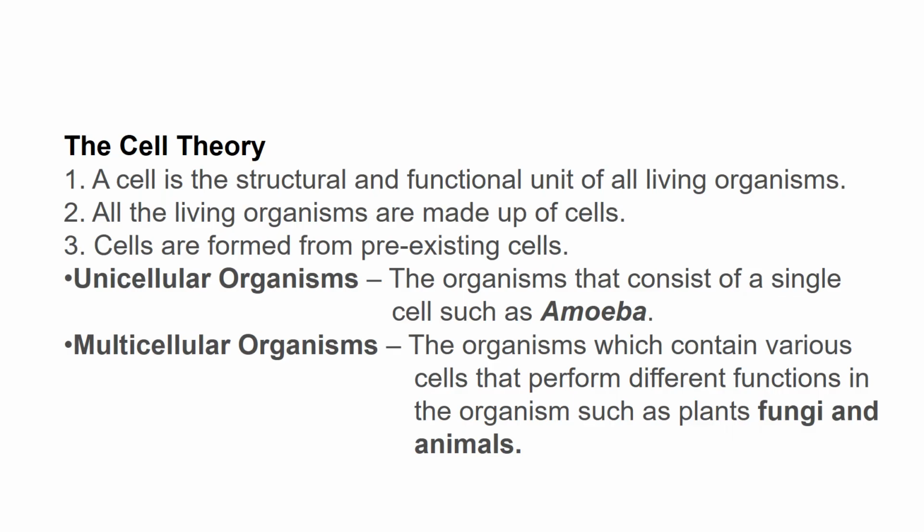So what was the cell theory given by Schwann and Schleiden? The first point: a cell is the structural and functional unit of all living organisms. So why is it called the structural and functional unit of all living organisms? Because all living organisms are made up of cells. So cells give structure to the organisms, as well as cells are essential for performing various life processes required for sustaining life. So that is why the cell is the structural and functional unit of a living organism.